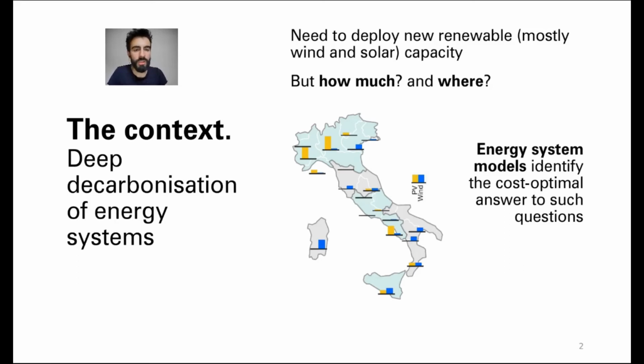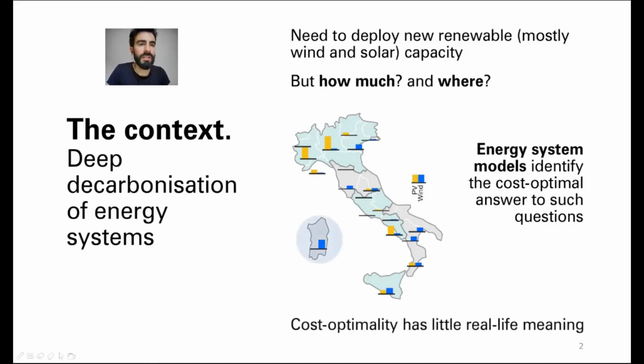Unfortunately, cost-optimality has little real-life meaning. As we can see in this example, representing the cost-optimal deployment of solar and wind capacity in each Italian subregion to fully decarbonize the Italian power system, cost-optimality would entail concentrating a very large share of all wind farms into a single region, which is the island of Sardinia, which would in turn likely lead to local opposition.